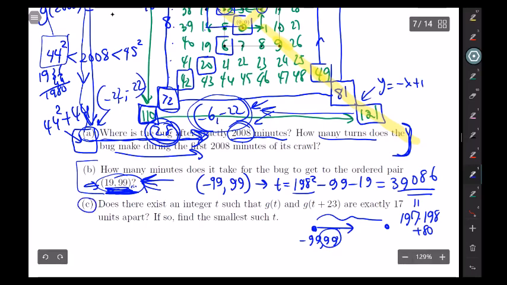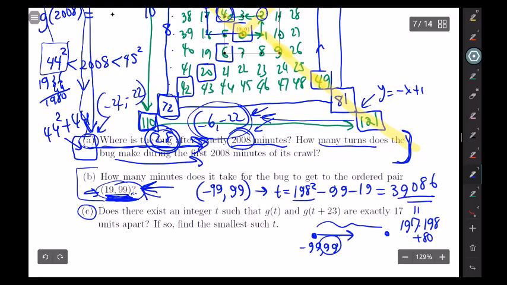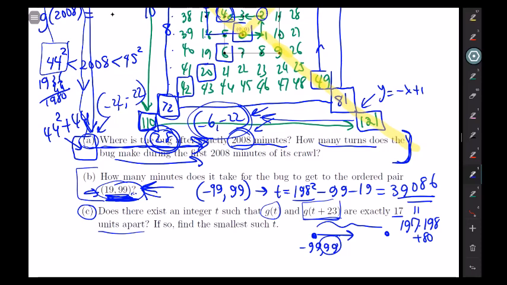Okay, how about this question, part C? This is a weird question. After time t, you are at this coordinate point. After t plus 23 minutes, you are at that point, and you want these to be 17 units apart. When I say 17 units apart, I don't mean the taxicab distance. I mean the Euclidean distance. How in the world can two lattice points be 17 units apart?